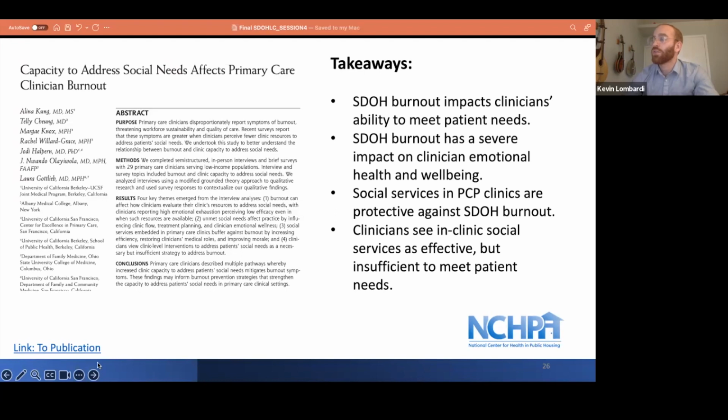Clinicians see in-clinic social services as effective, but insufficient to meet patient needs. And I felt that as well. SDH and SDOH concerns should be addressed in the clinic, but they need to be continually addressed out of the clinic as well. For those of you who come from institutions that integrate and utilize person-centered healthcare delivery models, your own experience in seeing that should add credence to that. Next, please.